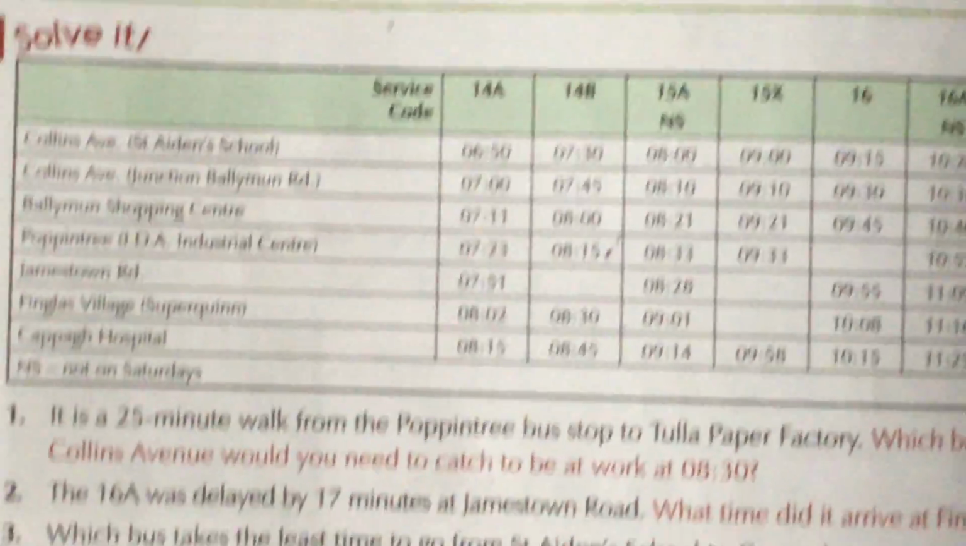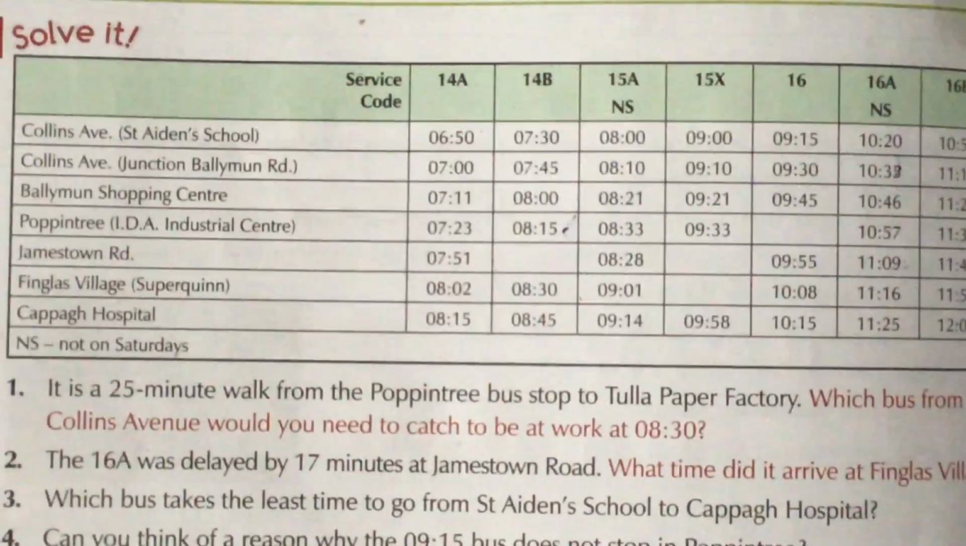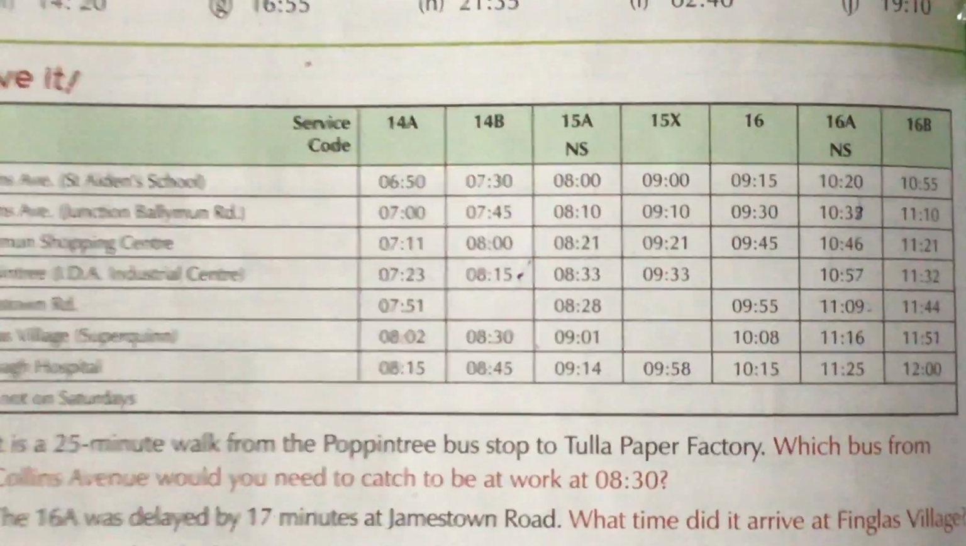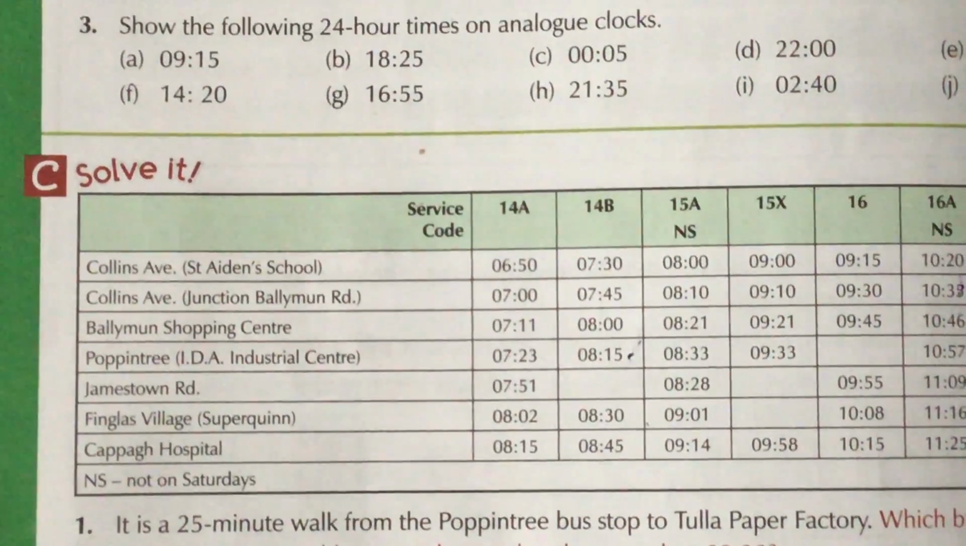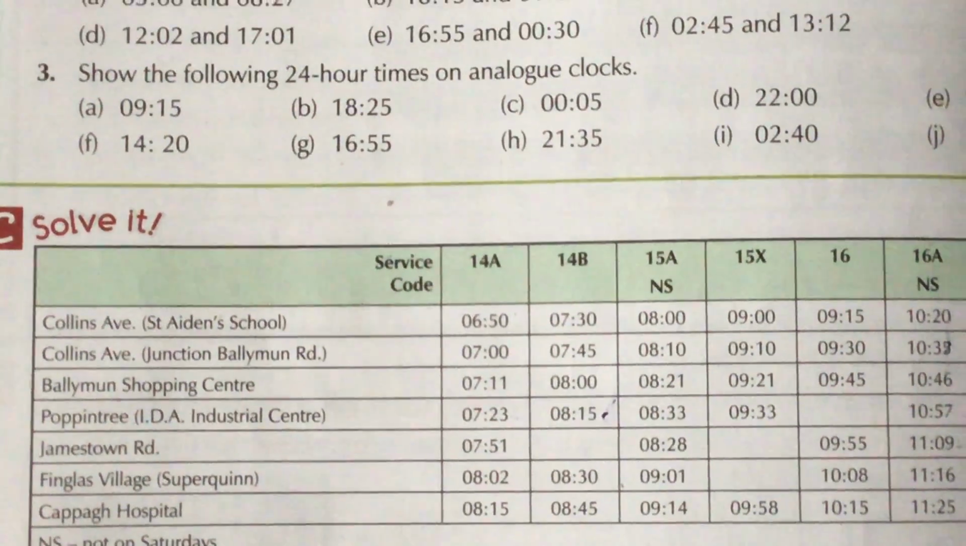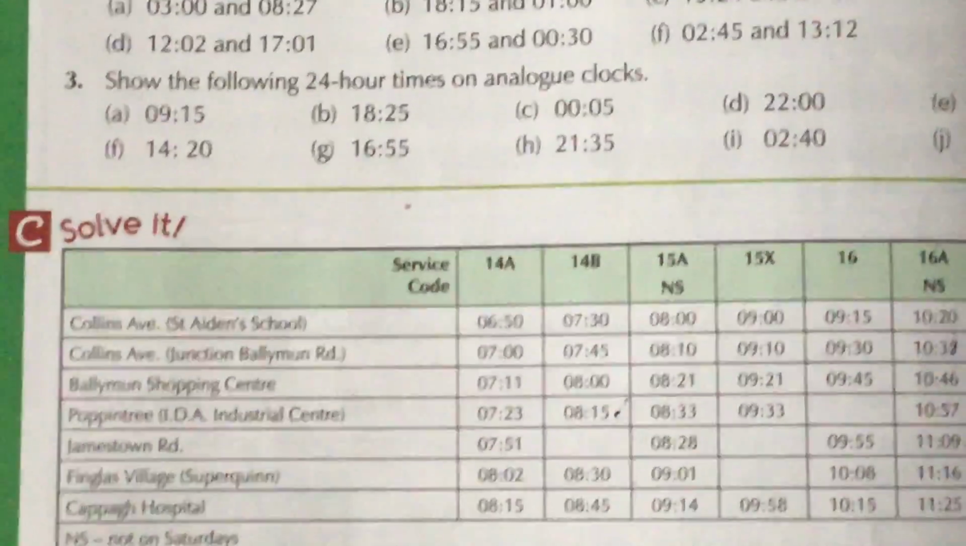Okay, 5 different buses. So we have C1. It is a 25-minute walk from Poppintree bus to Tulla Paper Factory. Which bus from Collins Avenue do you need to take to be at work at 8:30? So Tulla Paper Factory would be in Poppintree. It would be in the IDA, the Industrial Centre, right, guys? So I worked it out here.